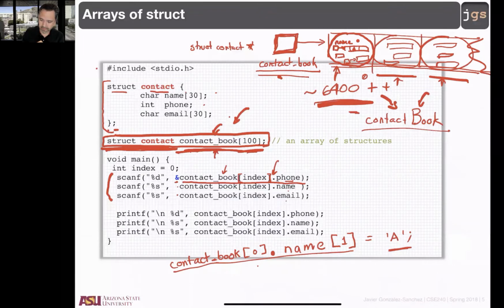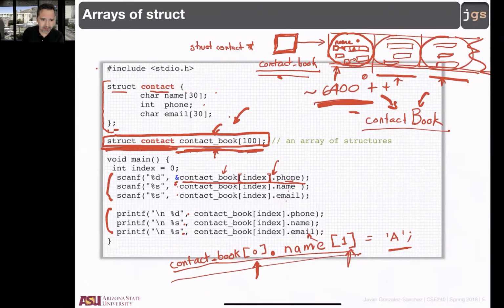Scan uses the ampersand only for the integer, and print can print strings or numbers. What happens if I want to print only the second element of the name, the second character in the name for one of the elements in my array? I can put something like this in a print instruction, right? I can ask for a particular element in the array of structs, and I can ask for a particular element in one of the arrays inside.